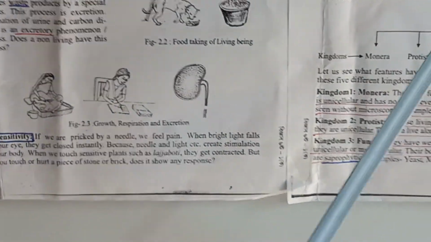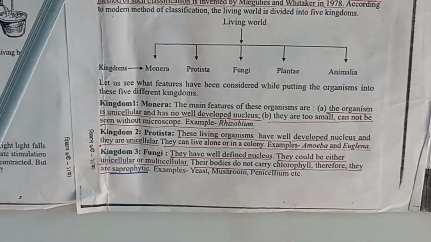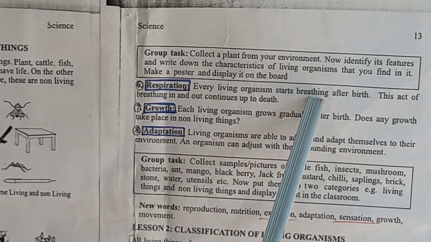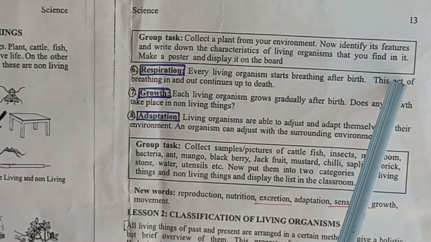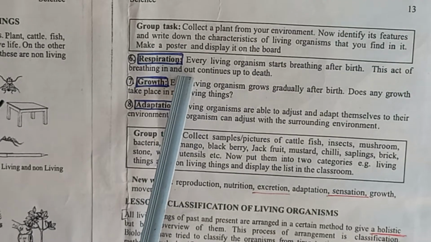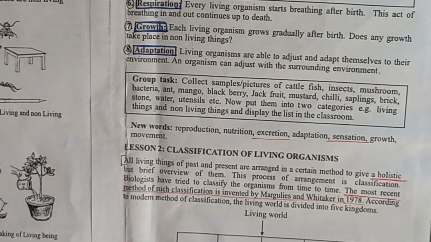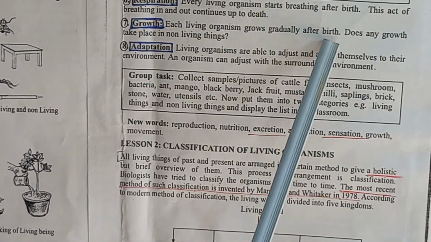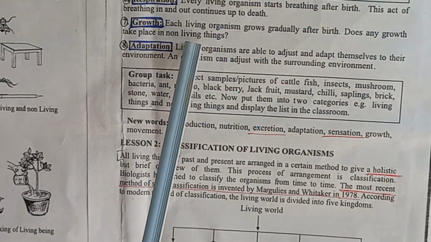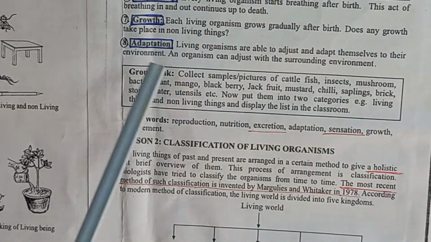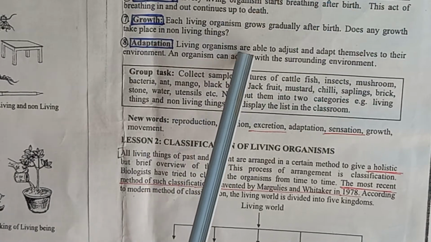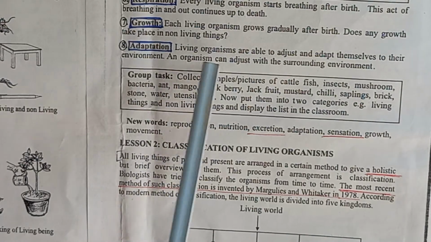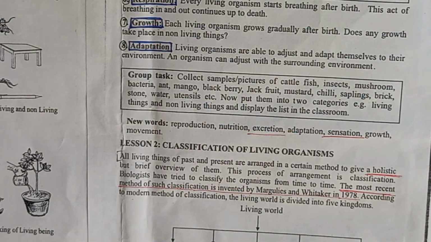Now come to here, this is page number 13, and here is number 6 point, respiration. Every living organism starts breathing after birth. This act of breathing in and out continues up to death. Next is growth. Each living organism grows gradually after birth. Does any growth take place in non-living things? Number 8, adaptation. Living organisms are able to adjust and adapt themselves to their environment. An organism can adjust with the surrounding environment.